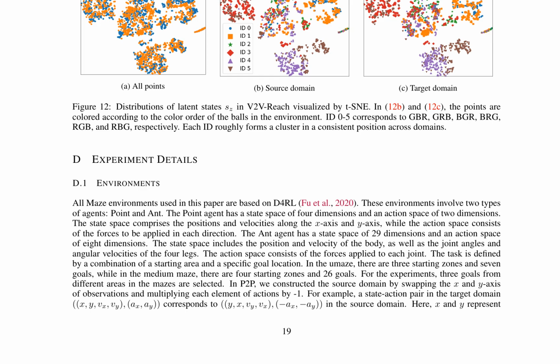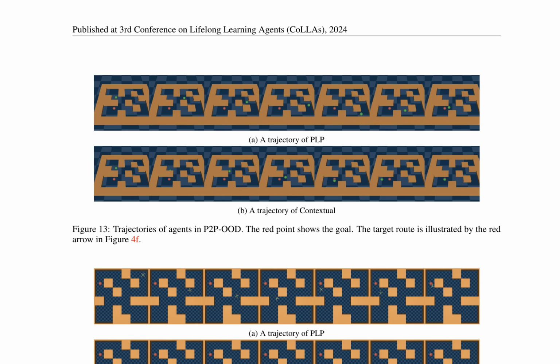The tasks involve navigating through mazes with varying starting zones and goal locations. In P2P, the source domain is constructed by swapping x and y-axis observations and multiplying actions by -1. Figures 13 and 14 display trajectories of agents in P2P U-maze and P2P medium, respectively, demonstrating the ability of the agents to adapt to new environments.